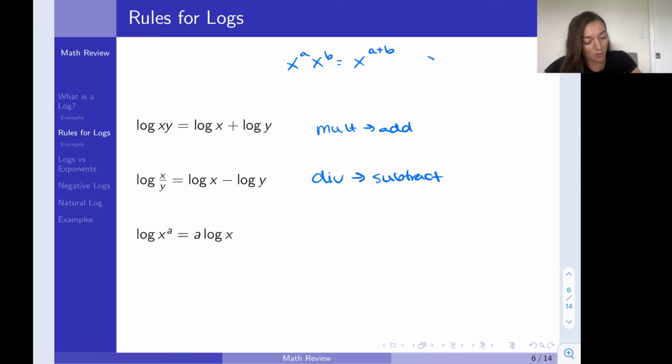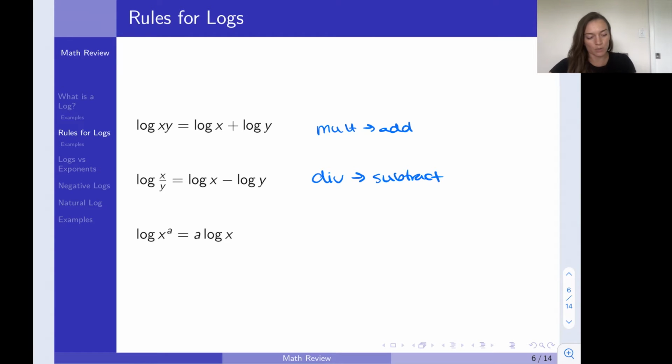And then the same thing when we have x to the a over x to the b, we do x to the a minus b. So then when we have division, we subtract. And those rules are similar because logs and exponents are inverses of each other. So they're going to have basically the same rules.